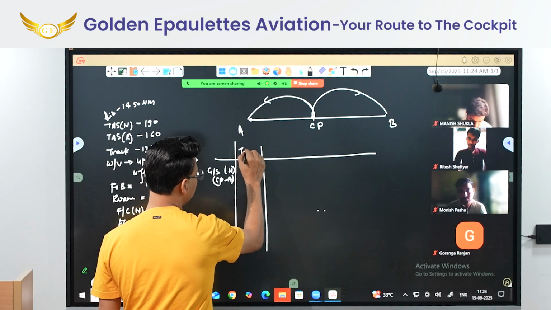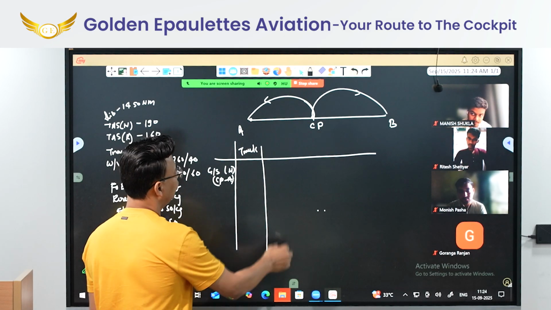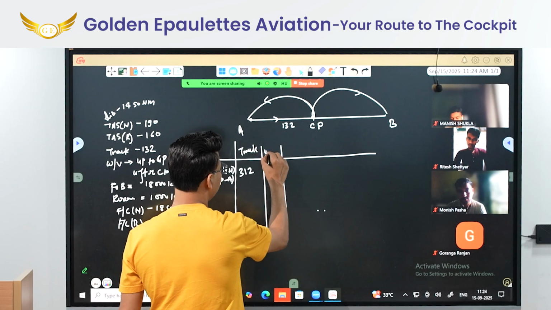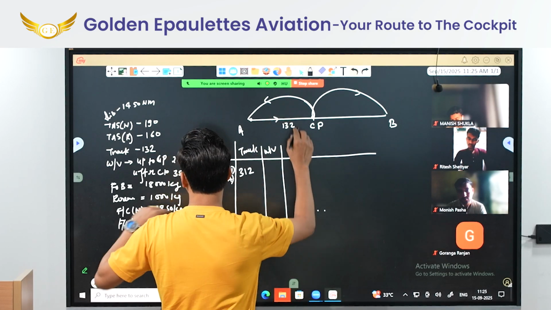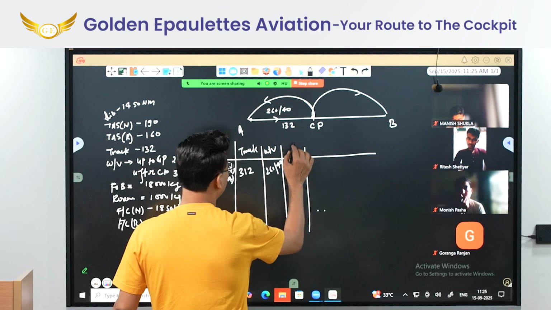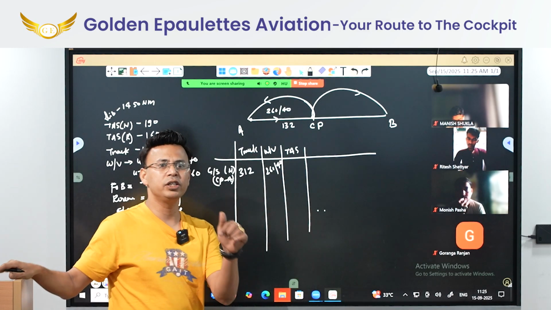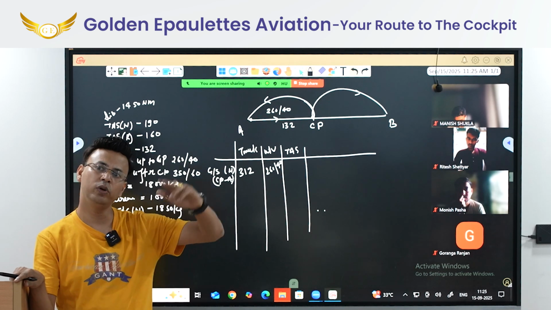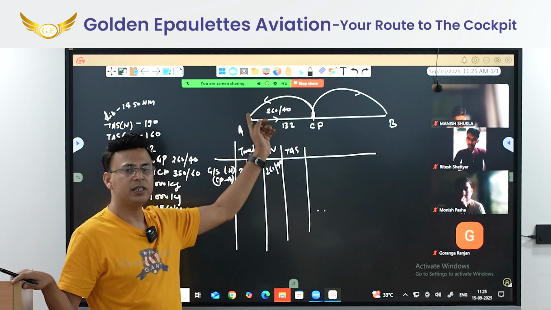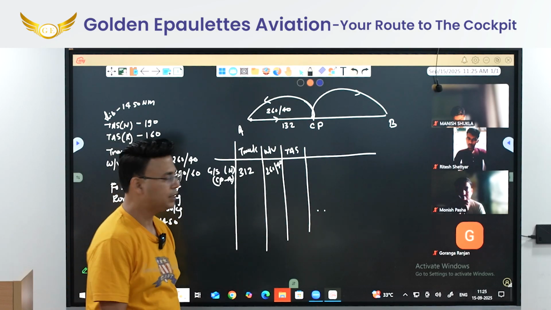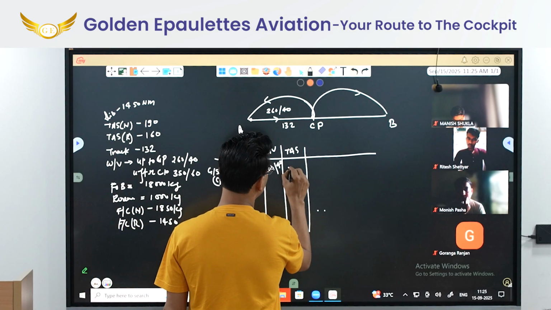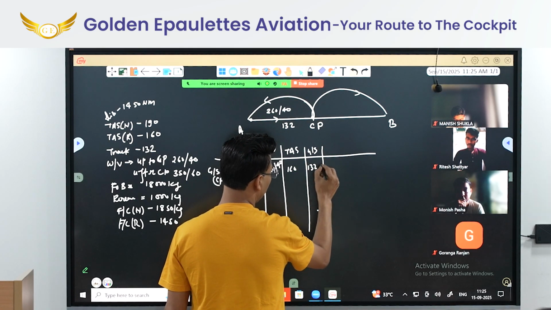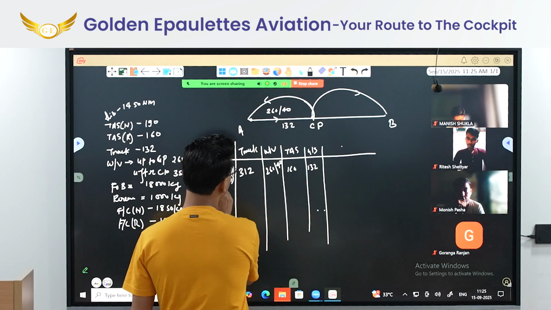Your track is reciprocal of 132. This is 132, so 312. Winds in this case you will use up to CP, which is 26040. Now TAS. CP is the point where if the engine fails, you can go back to the destination or come back, so your TAS will be reduced TAS. TAS here is 160. So you get ground speed 132 knots. Is that okay?